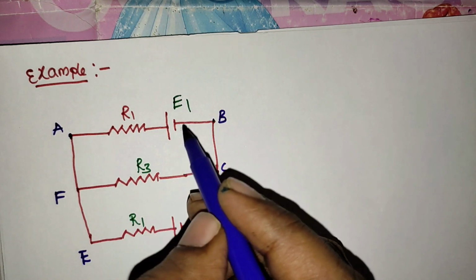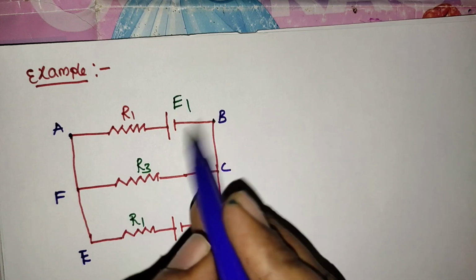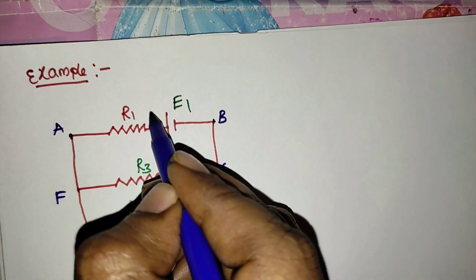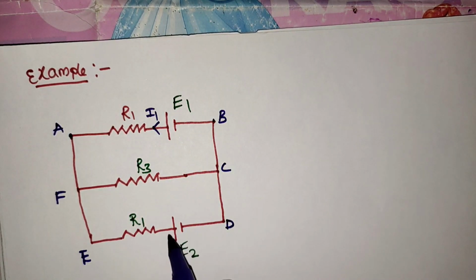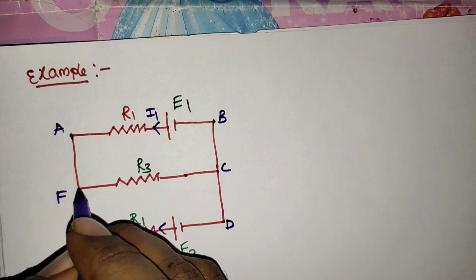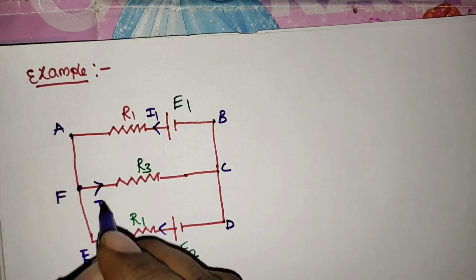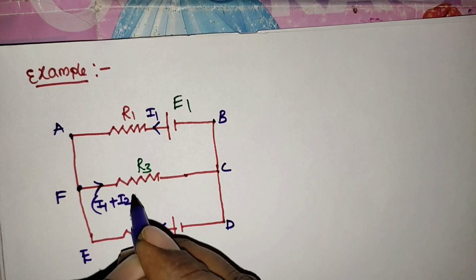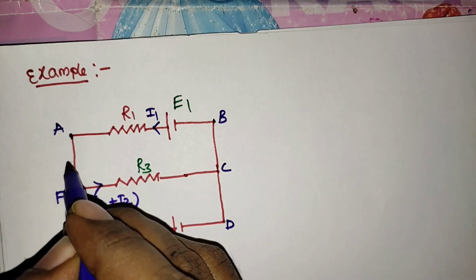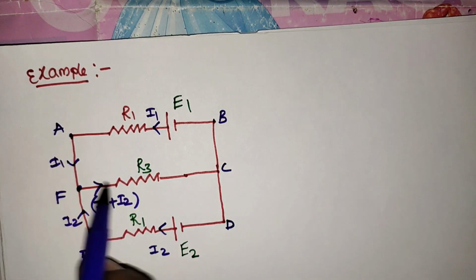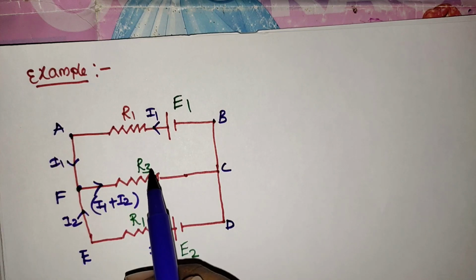Generally we know the current direction. Suppose if they give it, it's okay. If they don't give it, we have to take the current direction from negative to positive. So this is the current direction. Here we get current I1. Then if you observe here, this is the current I2. Then at this point both the currents are joining, so this will be I1 plus I2. Up to here is I1 and up to here is I2. Both are joining at this point. So we can consider that the current I1 plus I2 is passing through this resistor R3.